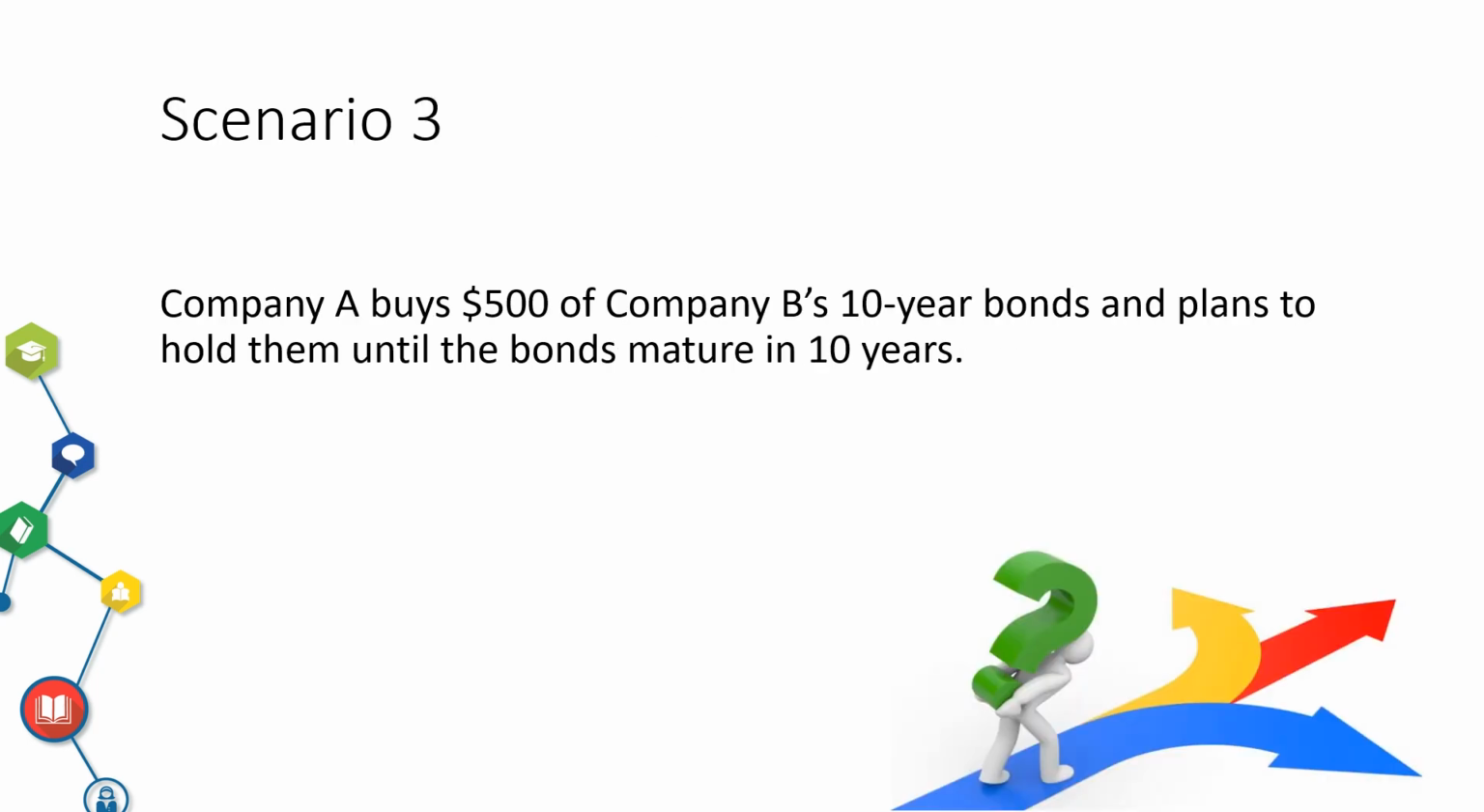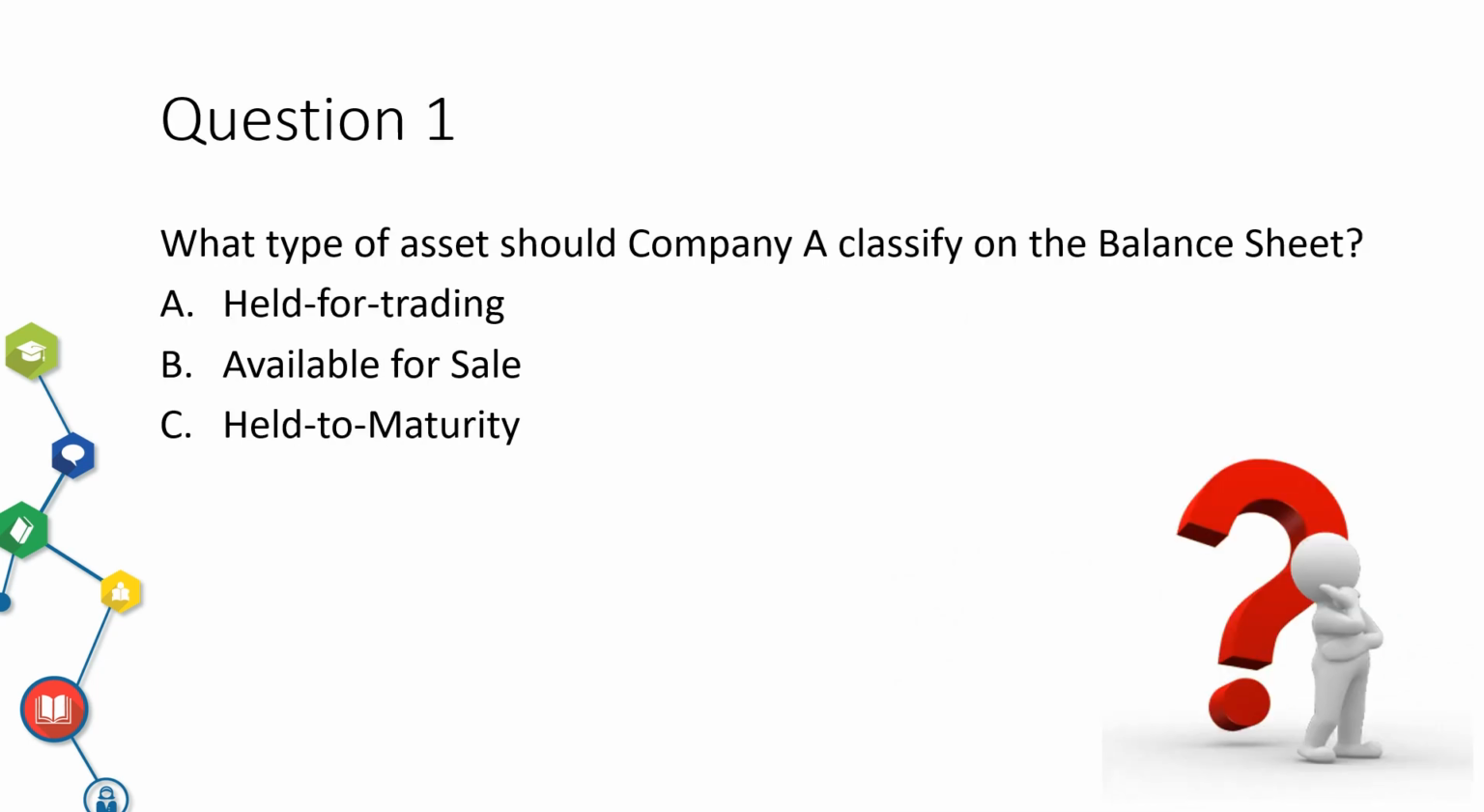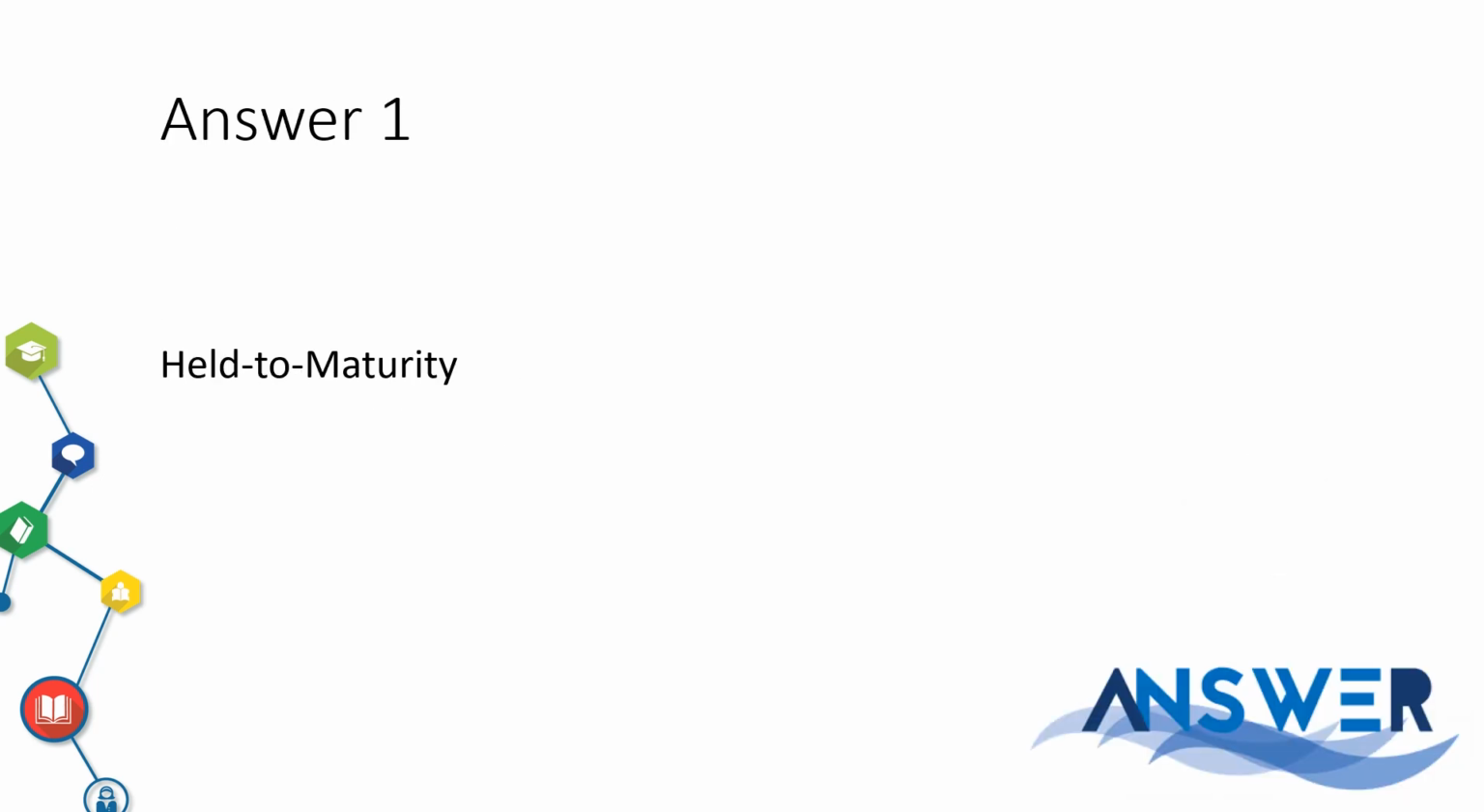Scenario 3. Company A buys $500 of Company B's 10-year bonds and plans to hold them until the bonds mature in 10 years. Question 1. What type of asset should Company A classify on the balance sheet? Well, this is pretty straightforward. The answer is held to maturity.